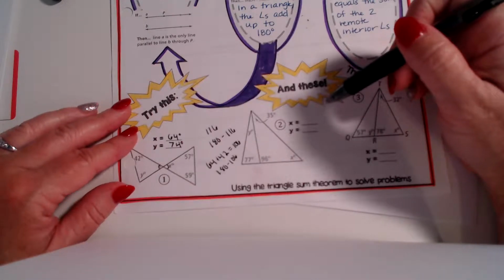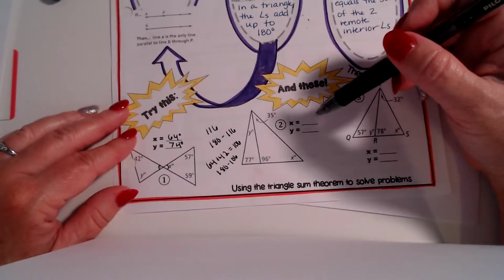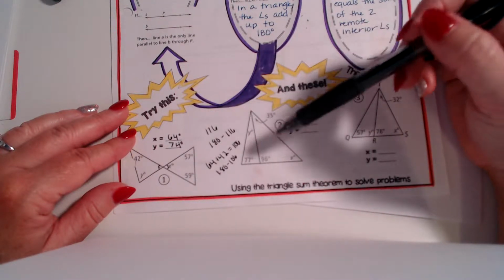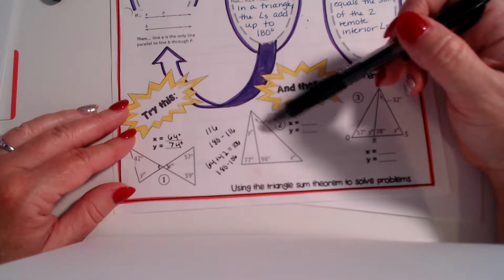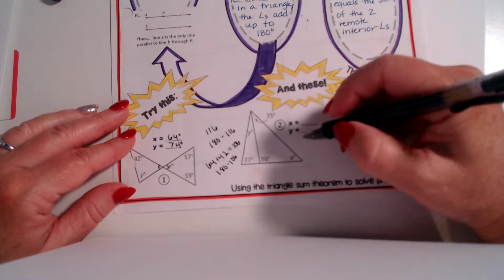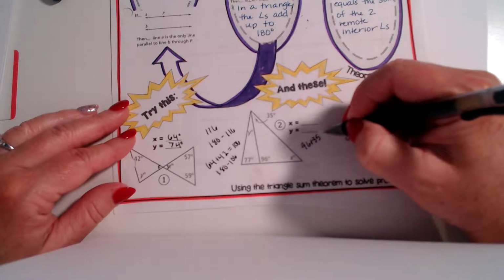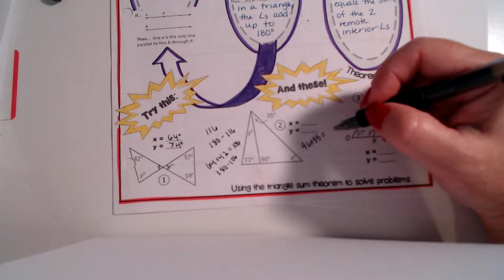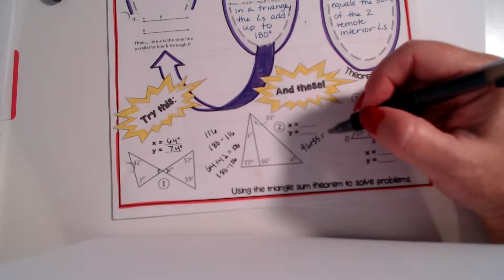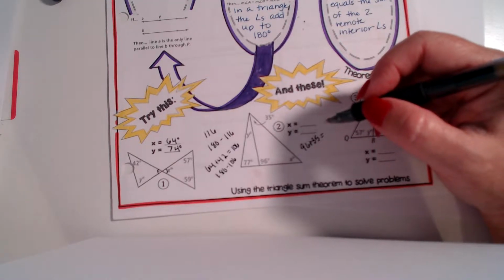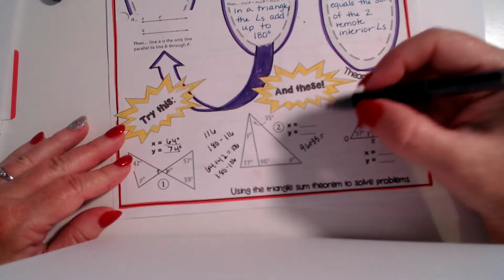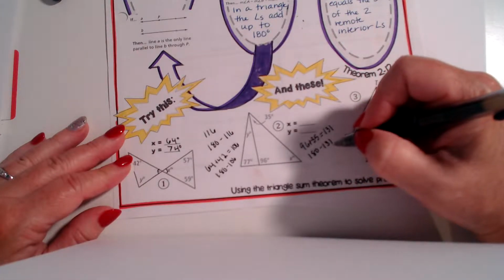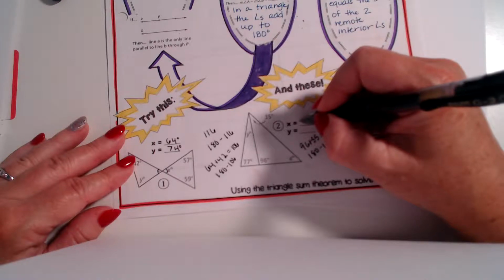Okay, let's take a look at problem 2. In this one, we know that this angle is 35 degrees. This one is 96 degrees, and the three of these add up to 180 degrees. So if we add 96 and 35, then we are going to end up with 131. And if we take 180 minus 131, then we are going to end up with 49. So x is going to be 49.